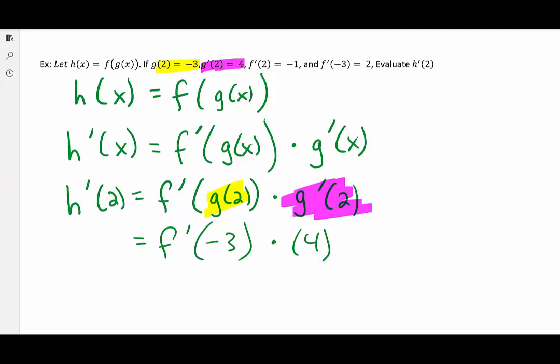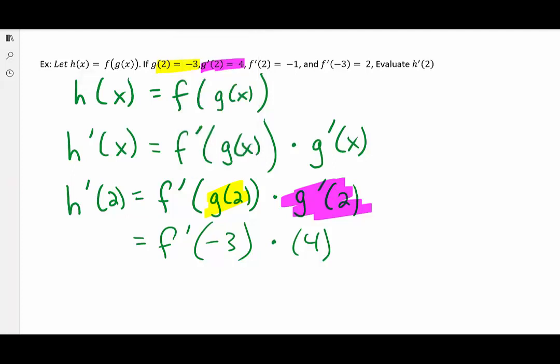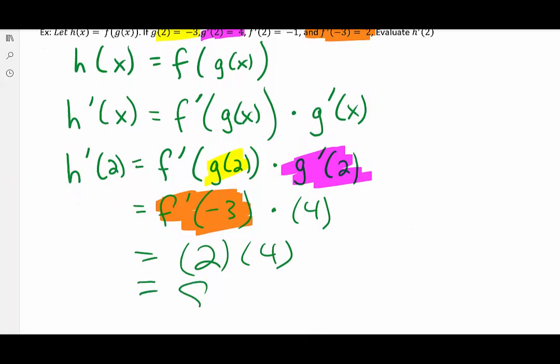All right? So what is f prime of negative 3? Well, f prime of negative 3, let's get a different color here. What's f prime of negative 3? F prime of negative 3 is a positive 2. They told us this. So f prime of negative 3 is 2, so that indicates that our final answer is going to be 2 times 4, which is simply 8. Okay?